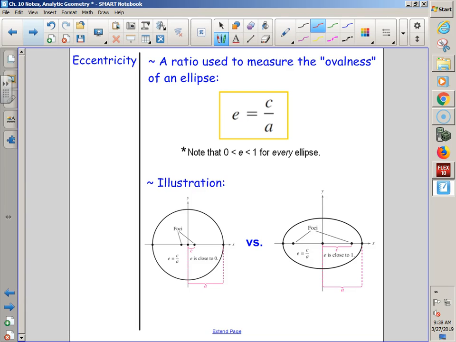C over A. Didn't we say something about C can equal 0? If C equals 0, what does that mean about my ellipse? What does it just become? The foci became so close that they ended up colliding at the center. There are no foci. If there are no foci, what shape do I have? A circle. So, what kind of eccentricity does a circle have?